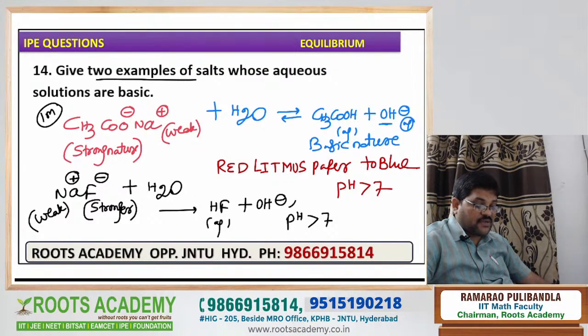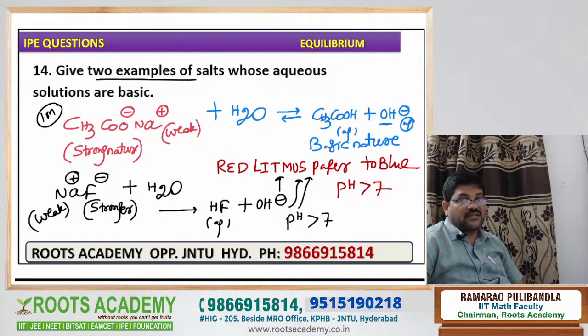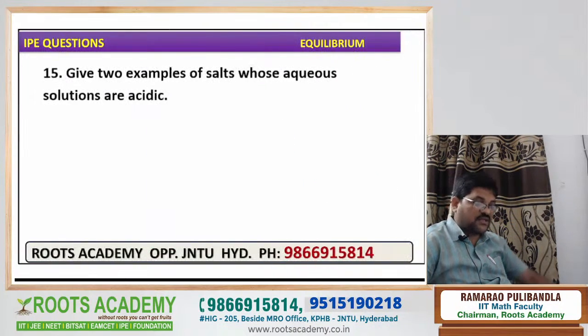So red litmus paper turns to what? Red litmus paper turns to the blue color. Simple logic, no confusion. Right? Yes. And go to the next question. Give 2 examples of salts whose aqueous solutions are acidic in nature. Yes.